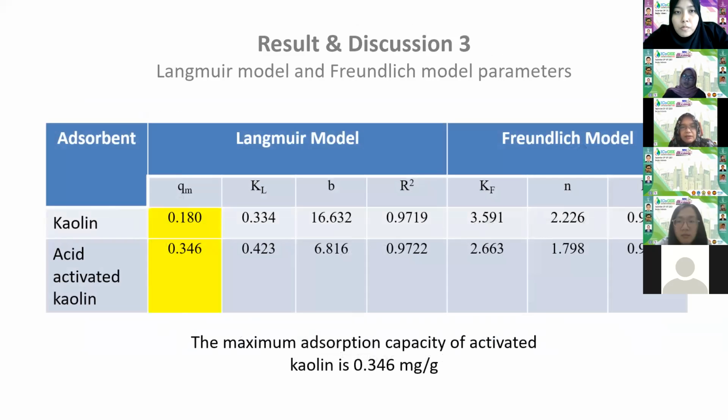And then using the Langmuir model and Freundlich model, we can see here that kaolin has 0.18 milligram per gram, but acid activated kaolin has a maximum absorption capacity of up to 0.346 milligram per gram.